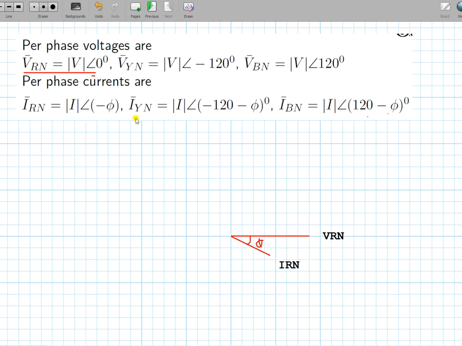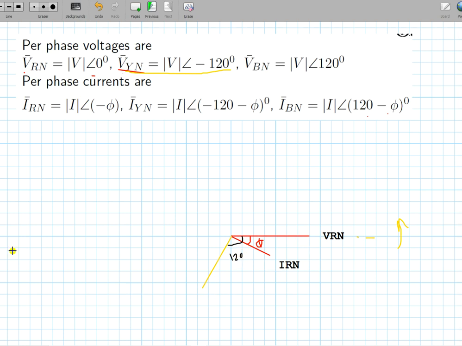Now I want to draw the IYN phasor. First look at the VYN phasor. If you observe this VYN phasor, VYN is lagging the reference by 120 degrees. So this is my reference. Phasors are rotating in the anti-clockwise direction. So VYN lags this VRN phasor by 120 degrees, equal in magnitude but lagging by 120 degrees. So this phase angle difference is equal to 120 degrees.